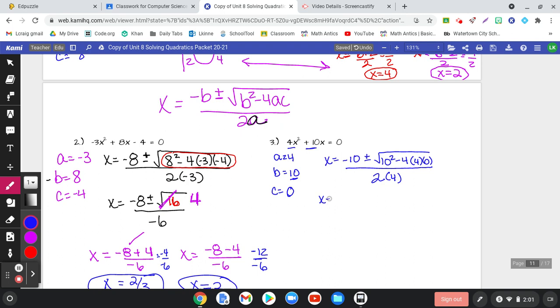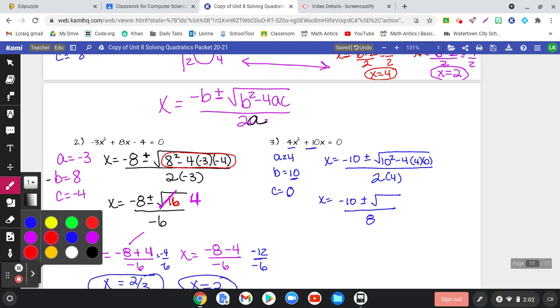So now we're just going to shrink this down. Negative 10 plus or minus, and then 2 times 4 in the bottom is 8. Now, you may notice when you multiply by 0, those are all going to disappear, because anything multiplied by 0 is 0. You're going to be left with 10 squared, which is 100. But if you don't notice that, not a big deal. You've got a calculator to help you.